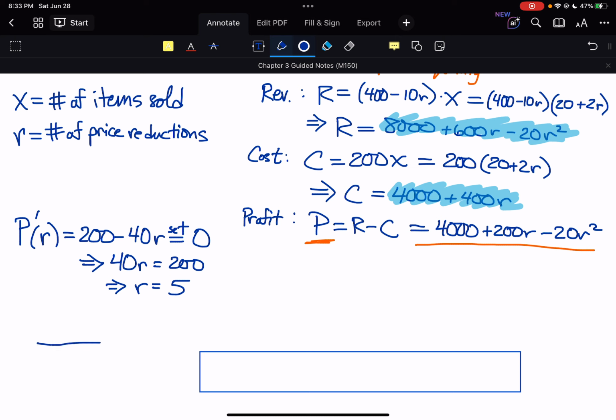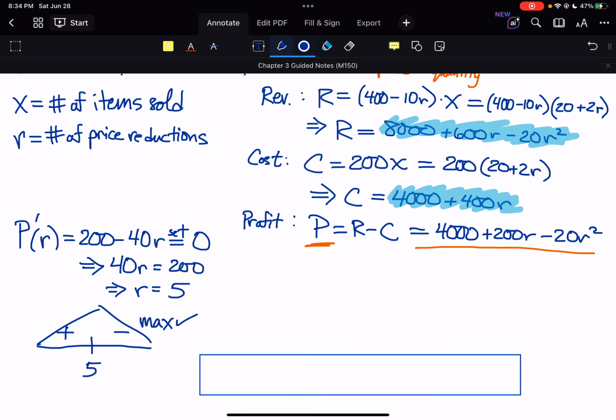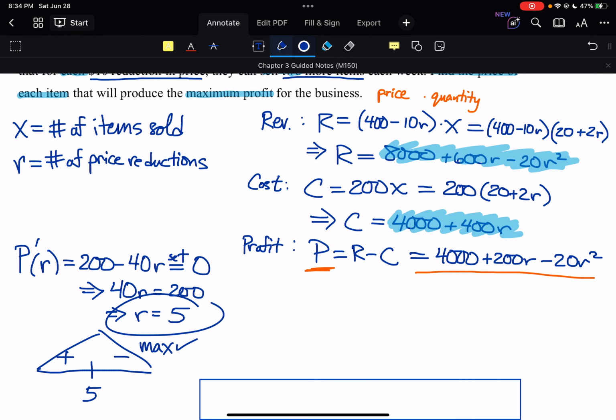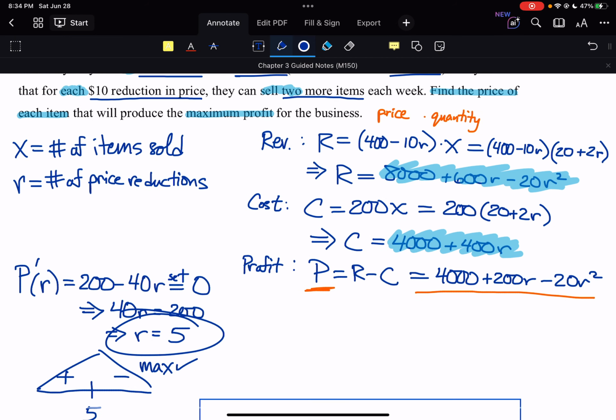We're going to verify that this does produce a maximum. So pick a number smaller than 5, like 0, and we get a positive. Pick a number bigger than 5, like 10, we get a negative. So this does maximize profit. So now let's go back to the question. Find the price of each item that will produce the maximum profit. So we know that R is 5. This is the number of price reductions that they should use in order to maximize profit.